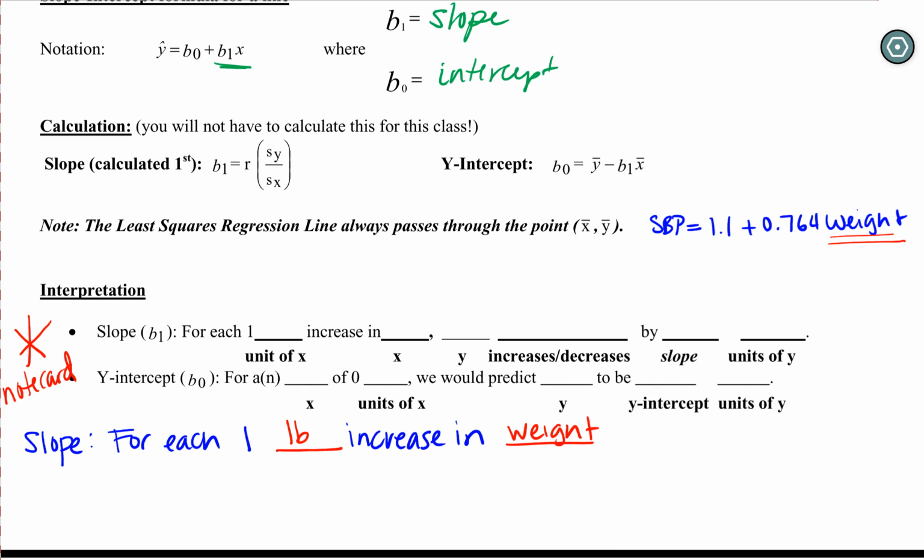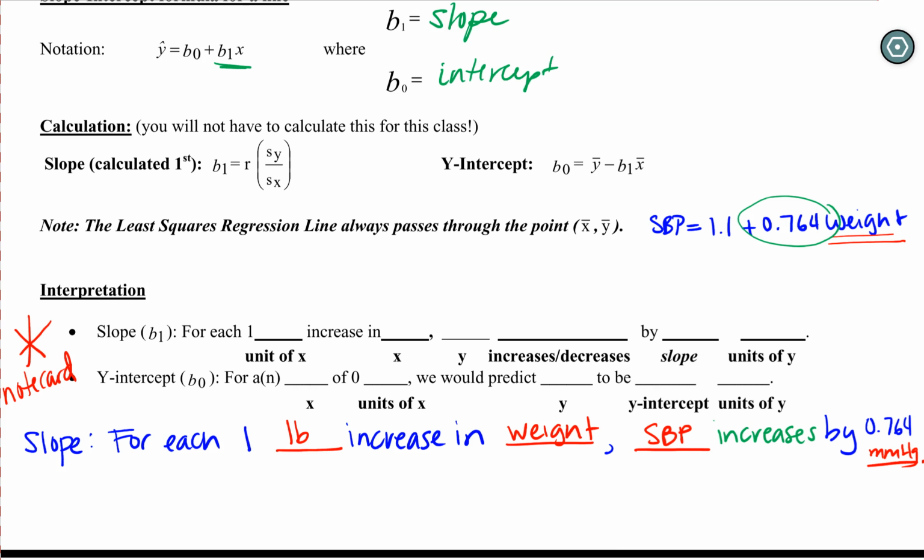So for every 1 pound increase in weight, our y, which is systolic blood pressure, does our systolic blood pressure increase or decrease? That's just about looking at the actual slope. It is positive, so we're going to say increases by, and then we just bring our slope down, 0.764, and then their units of our y, which is still millimeters mercury. All right, so that's what our interpretation looks like.